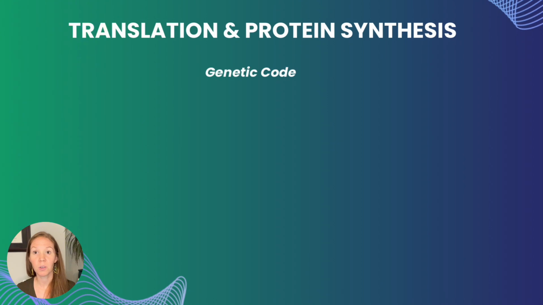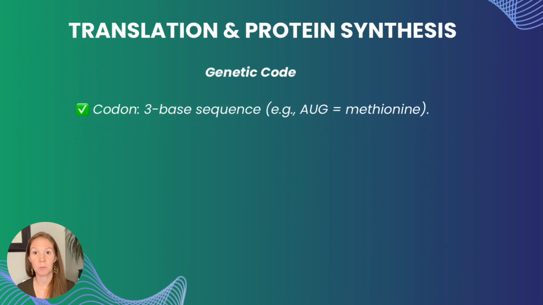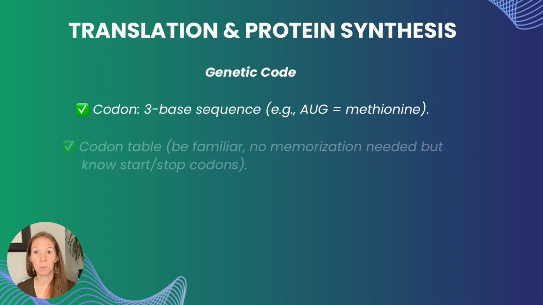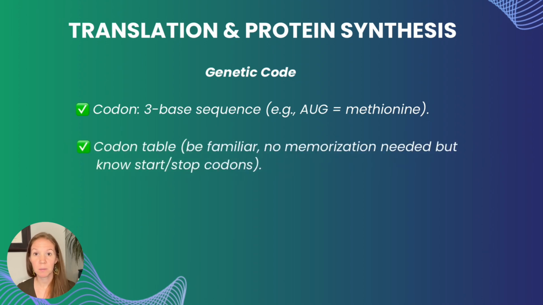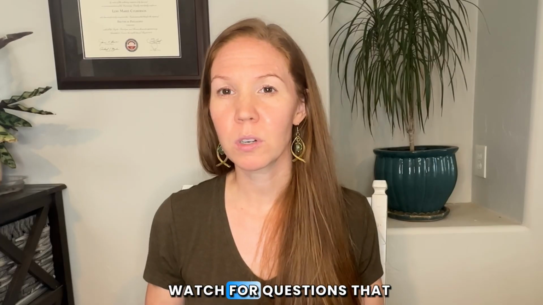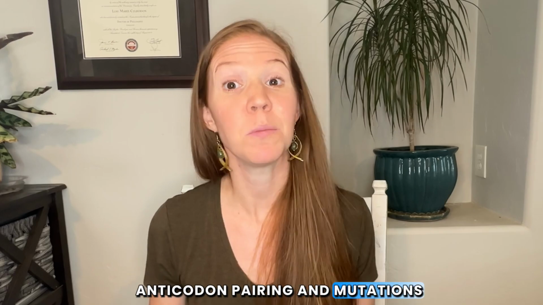And then the genetic code: a codon is a 3 base sequence, for example, AUG equals methionine. Codon table: be familiar, you don't have to memorize it, but you want to make sure that you know the start and the stop codons. Watch for questions that are testing codon, anticodon pairing, and mutations.